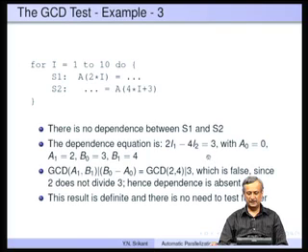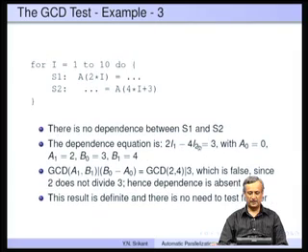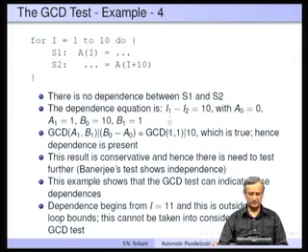So, in the previous two examples, when the test said there is a dependence, it is a conservative estimate. In other words, there could be dependence, possibly there is no dependence as well. But if the GCD test says that there is no dependence, there is no need to test further. So, that is how the GCD test is.